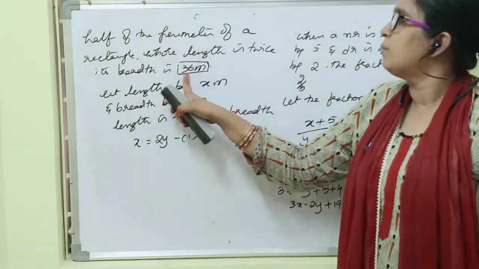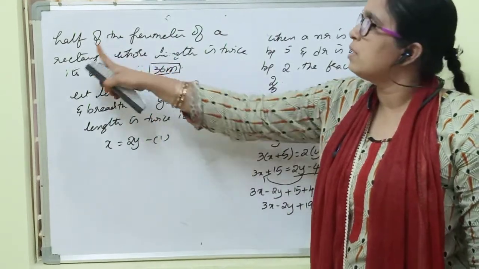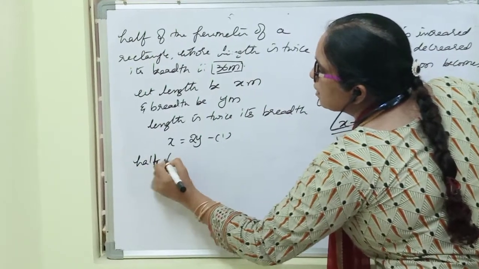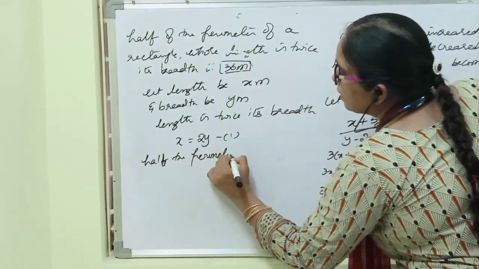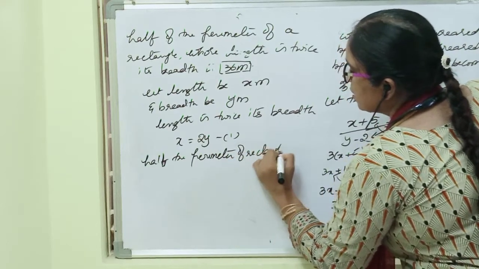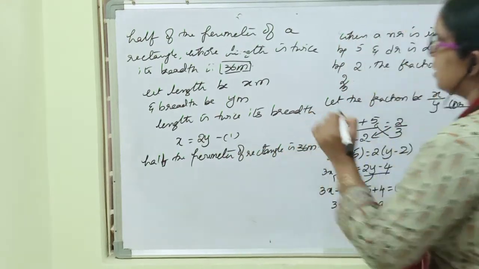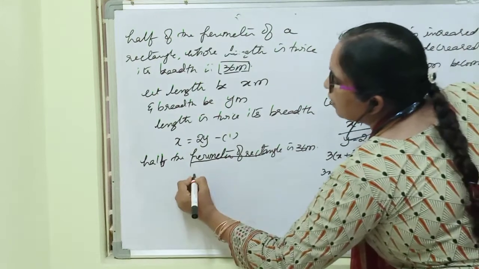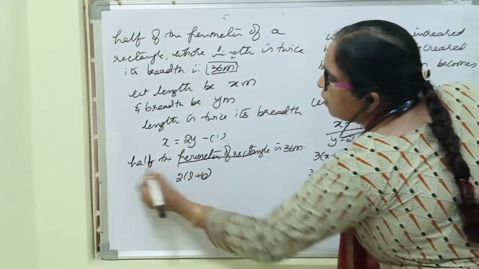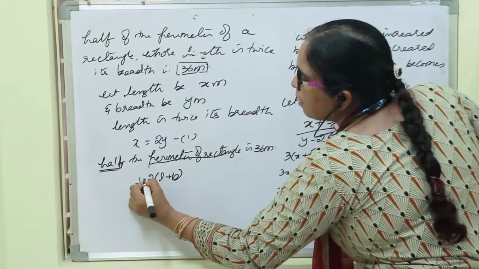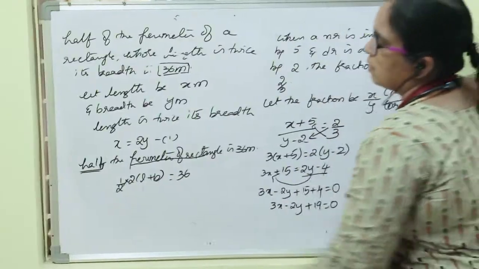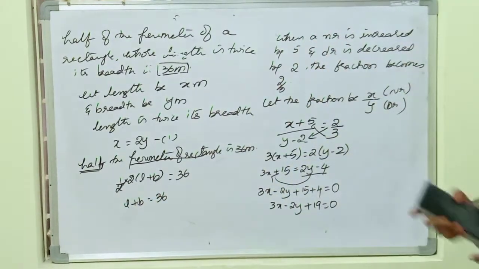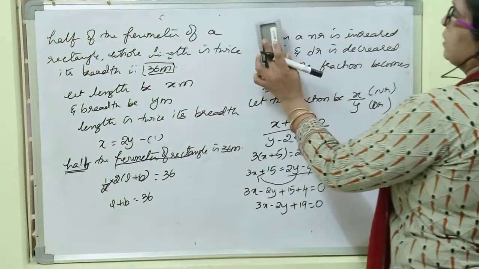Okay. Next, what is the information? What is this thing about 36 meters? This is half of the perimeter of a rectangle. So half the perimeter of the rectangle is 36 meters. This is the information he gave us. What is the perimeter of the rectangle formula? This is 2 into L plus B. It is half of that he is talking about, so it is half into 2 times L plus B, which is equal to how much? 36. So here 2 and 2 will get cancelled. So L plus B is equal to how much? 36.